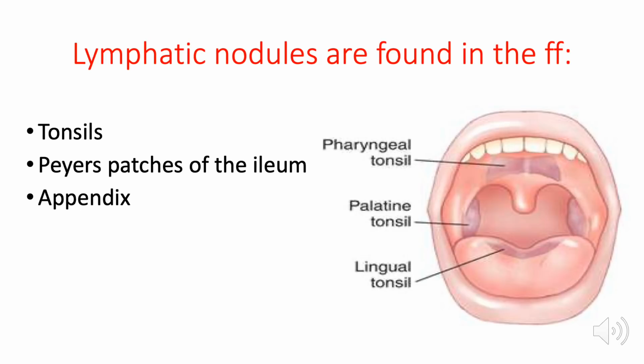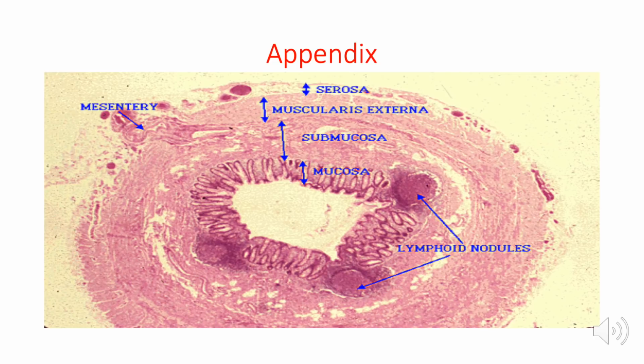Lymphatic nodules can also be found in the appendix. Appendix is part of the large intestine, and large intestine does not have villi. In contrast to small intestine, the crypts of Lieberkühn of the large intestine are quite longer. This is how the appendix would look like under the microscope. Please appreciate the absence of villi and appreciate the long crypts of Lieberkühn. Can you appreciate that there are lymphatic nodules within the appendix?